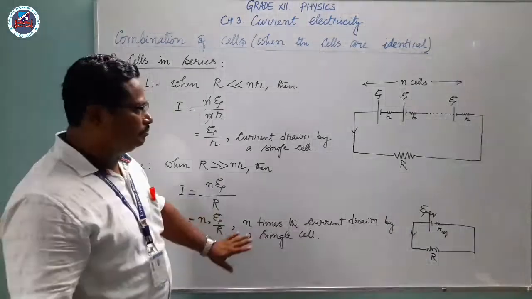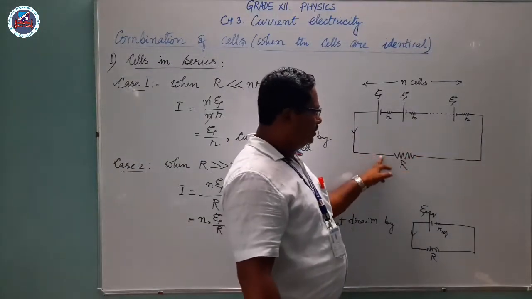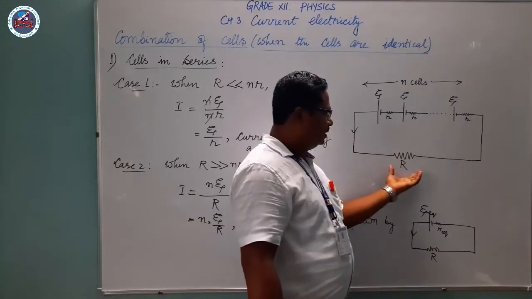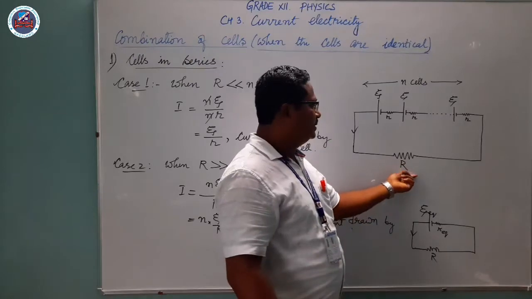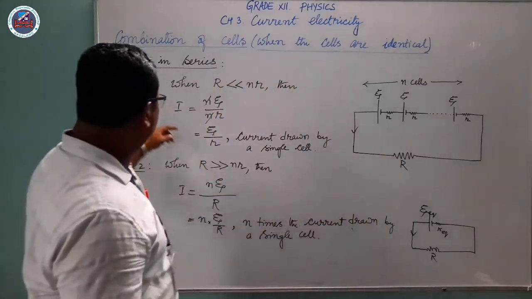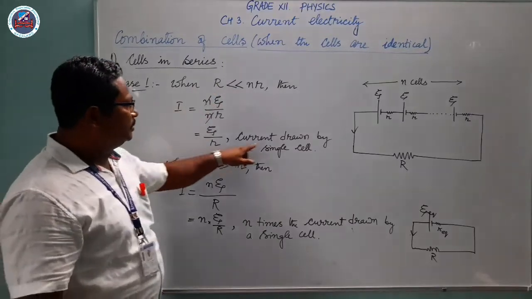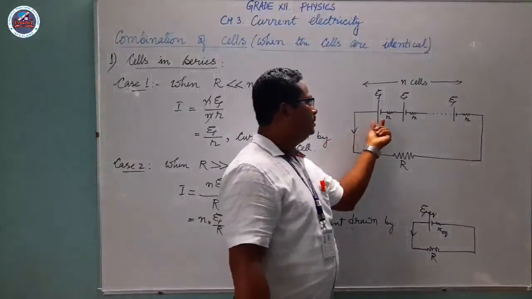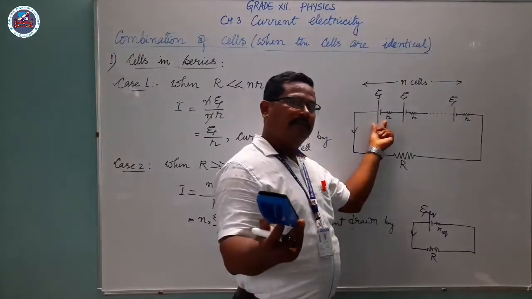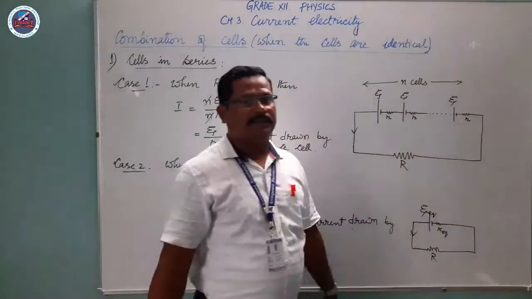So it will depend upon its external resistance. Whenever you want to connect them in series, you should know that the external resistance must be very, very high. If the external resistance is less, then you can see here in the first case, the current drawn is equivalent to a single cell. That means how much current you get from a single cell, that only you get even if you connect a number of cells together in series.